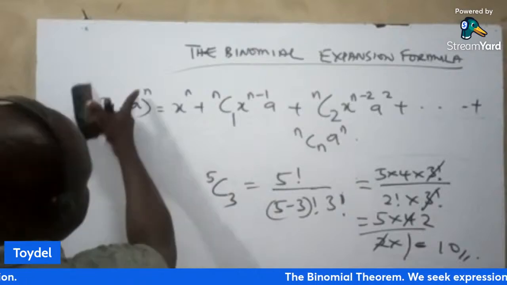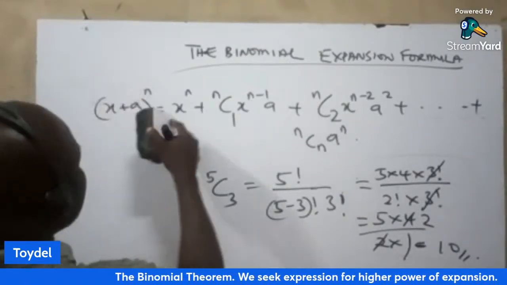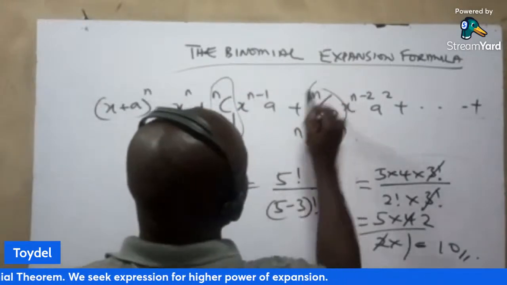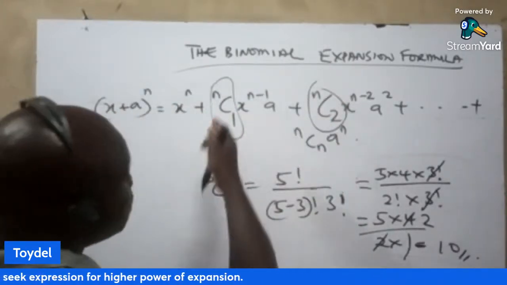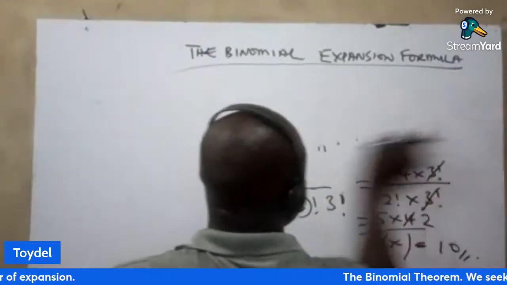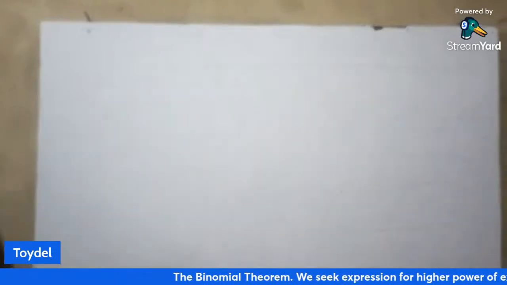This x will be reducing with n, and a will be increasing with n. But for us to get all the coefficients that we are going to have here, we are going to use the knowledge of combination to get the expansion. So I'm going to give an example now to explain this binomial expansion formula very well.